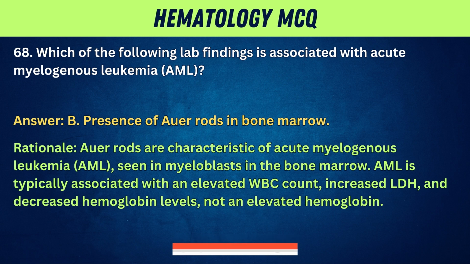Rationale: Auer rods are characteristic of acute myelogenous leukemia, AML, seen in myeloblasts in the bone marrow. AML is typically associated with an elevated WBC count, increased LDH, and decreased hemoglobin levels, not an elevated hemoglobin.